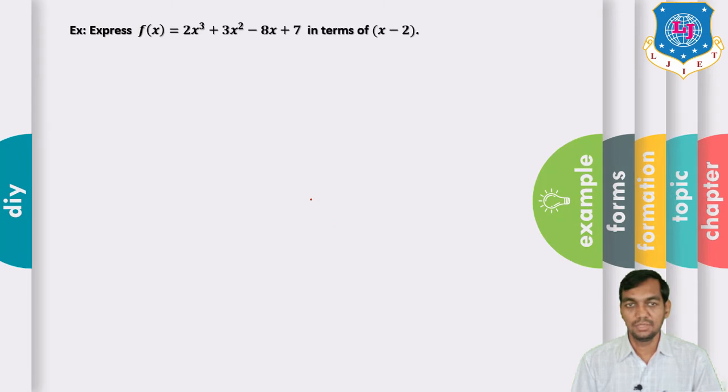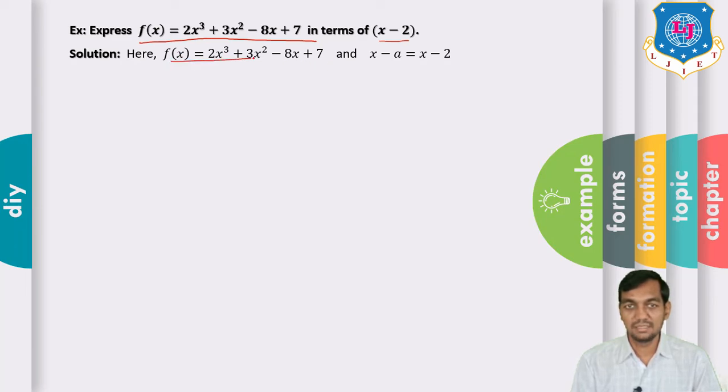Now first of all, express the function f(x) is equal to 2x cube plus 3x square minus 8x plus 7 in terms of x minus 2. So here it is in the form of x minus 2. First of all, f(x) is this, correct? That is 2x cube plus 3x square minus 8x plus 7. And we are going to compare this x minus 2 with x minus a. If you compare it, that will give you a value 2.